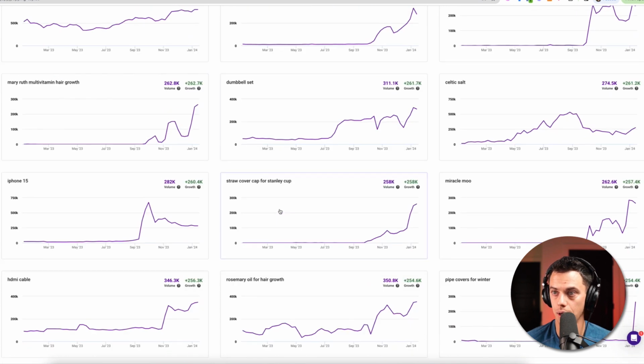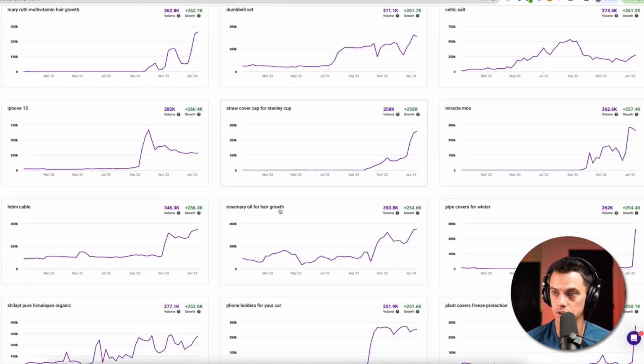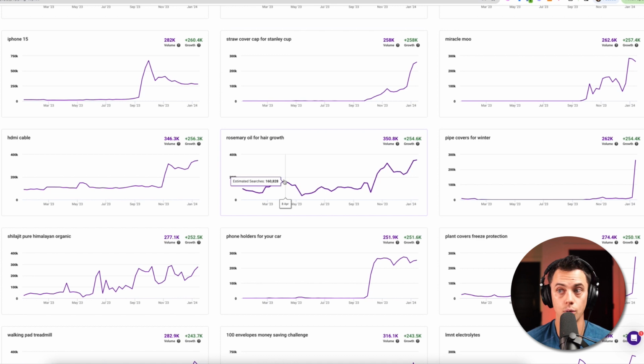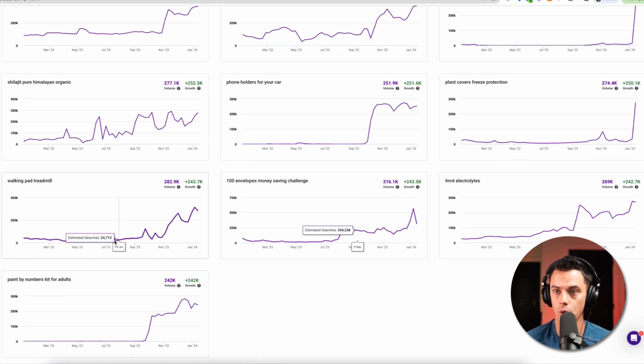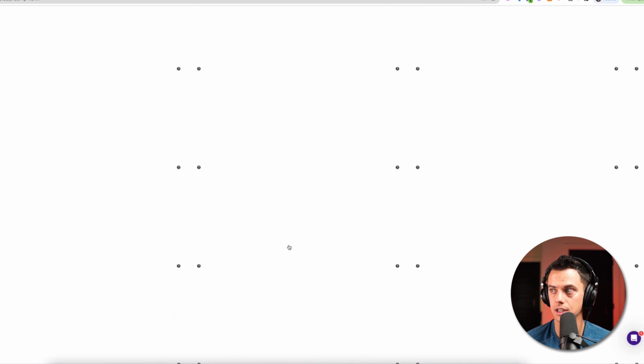Stanley, man. Stanley's popping up everywhere over here. Straw for Stanley. Rosemary oil for hair growth. Nice increase. Shilajit, pure Himalayan organic, whatever that is. Probably some sort of salt. Nice, good growth trend there. Element is probably how you say it. Electrolytes, that's increasing. Walking pad treadmill. That's, I think, probably more what we're talking about with the standing desk.